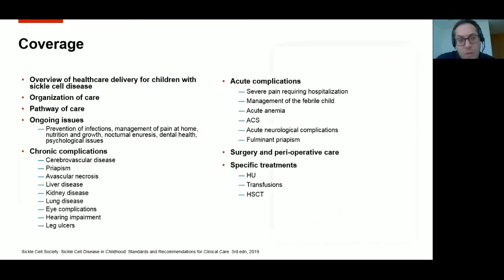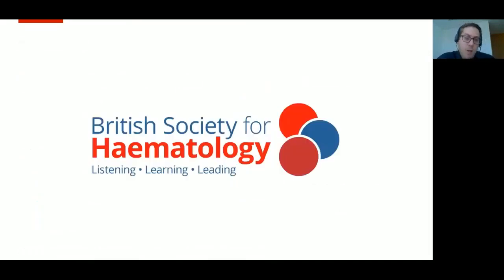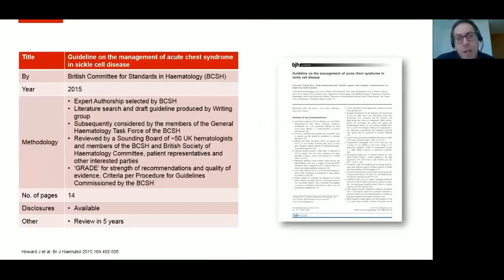Again, a full coverage scope for ongoing issues, chronic complications, acute complications, surgery and perioperative care, and specific treatments, including hydroxyurea, transfusions, and transplant. The British Society of Hematology has a set of disease-specific guidelines for sickle cell disease.